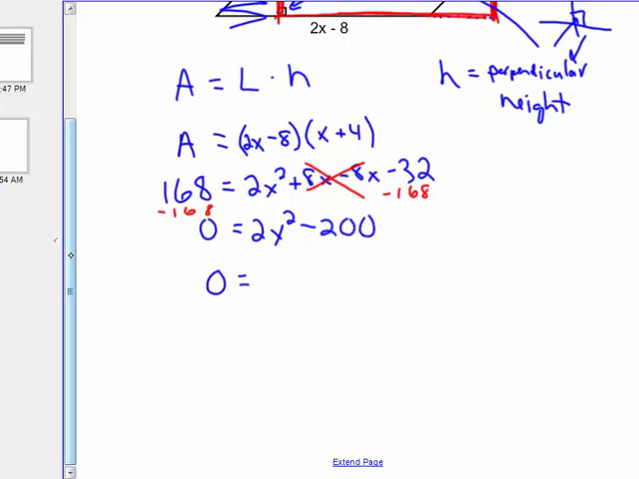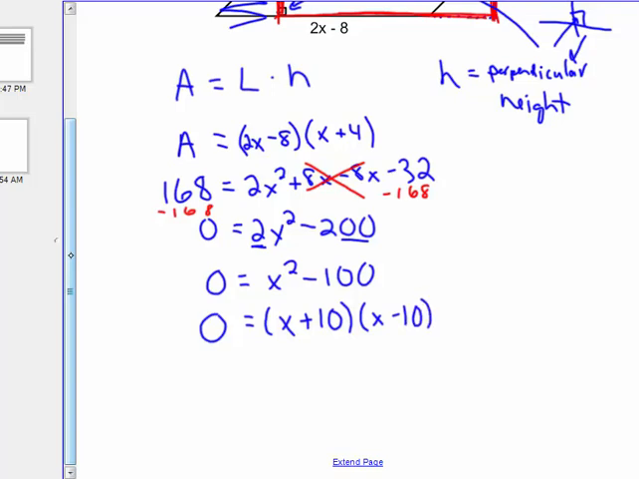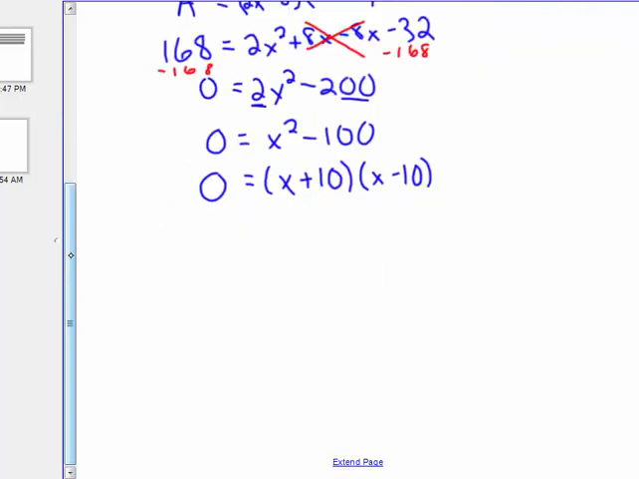At this point, you could get the x squared alone. For me, I'm going to divide by 2, just to make it a little bit easier, and get x squared minus 100, and I'm going to factor that. Now, again, you could choose to move the 100 over and take the square root. That'd be okay. But since we are doing factoring here, I'm going to factor into x plus 10 and x minus 10. So typically, we're going to solve each of the parts. So x plus 10 equals 0, x minus 10 equals 0. And I'm going to get x is negative 10 or x equals 10 here.